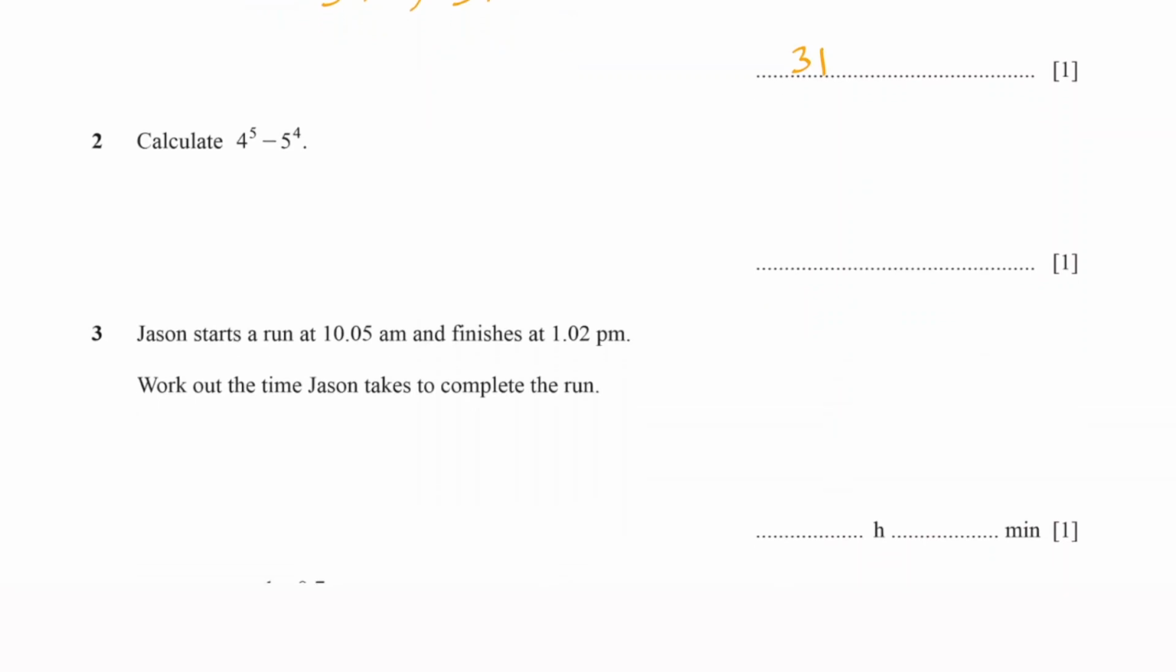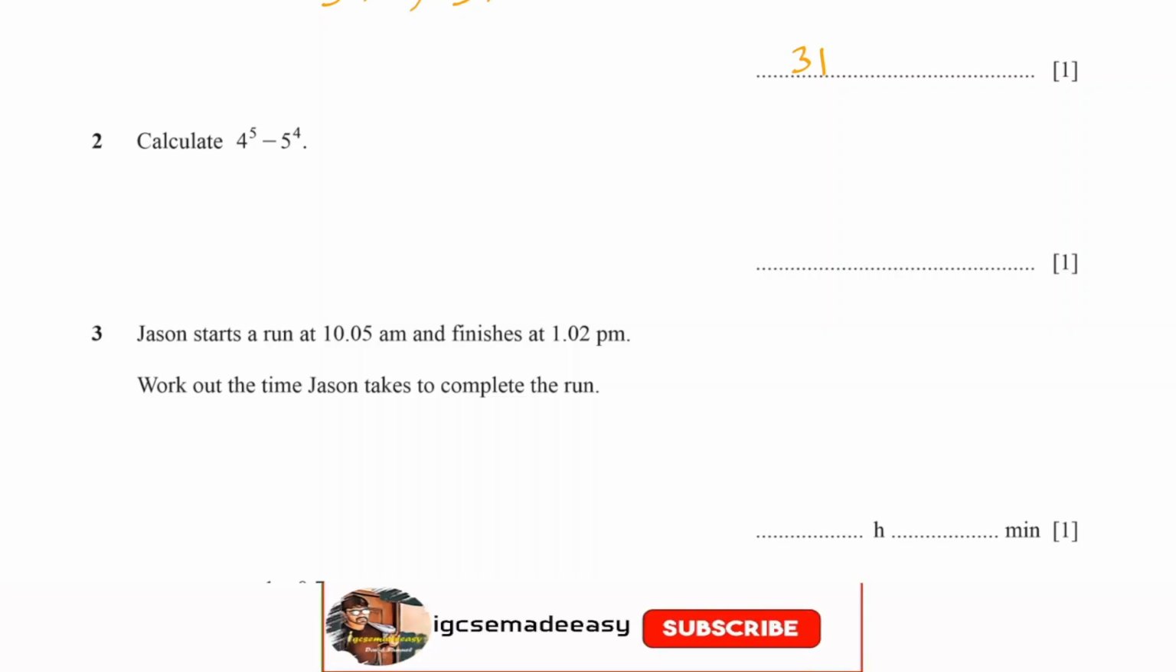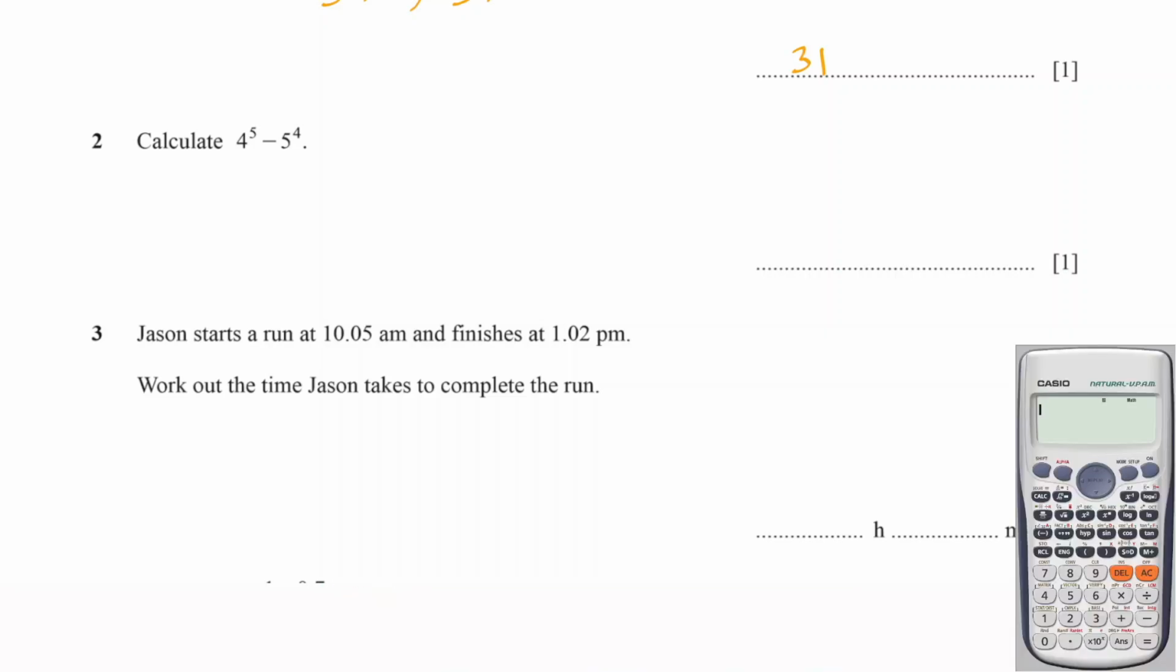Question number 2. 4 raised to power 5 minus 5 raised to power 4. We can use a calculator to solve this. So in the calculator we can type 4 raised to power 5 minus 5 raised to power 4, and that gives you 399. So that's our final answer.